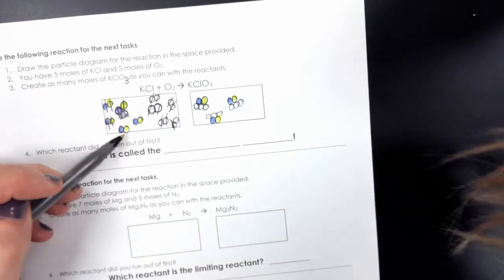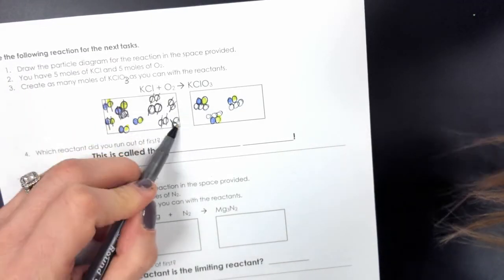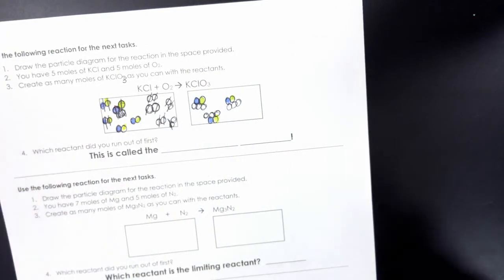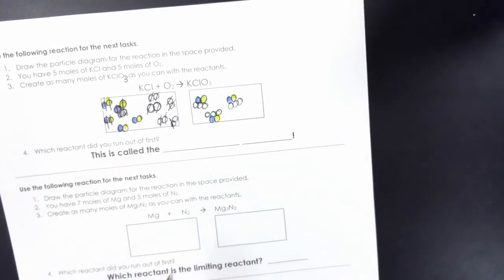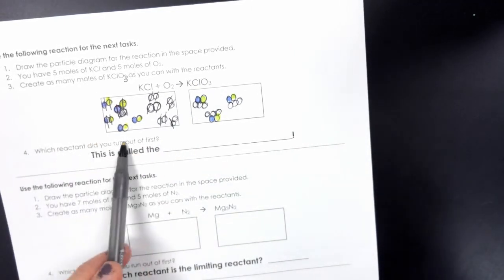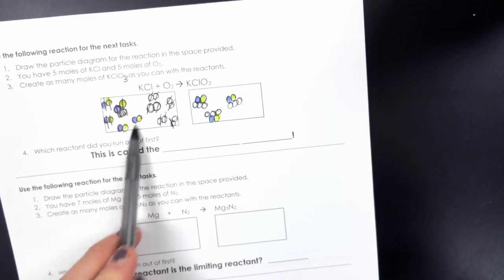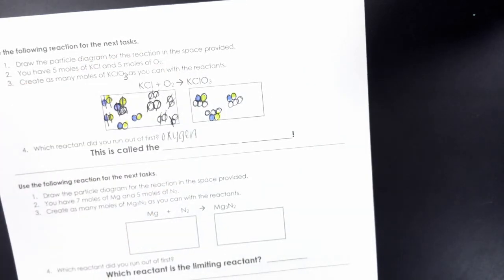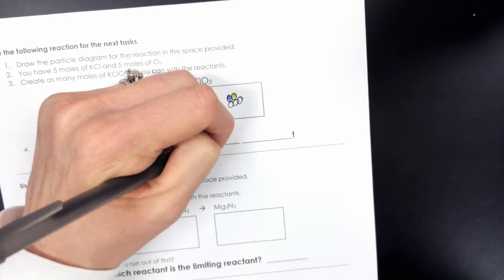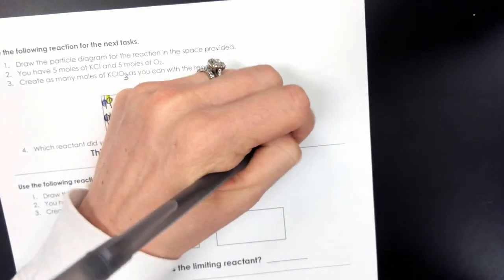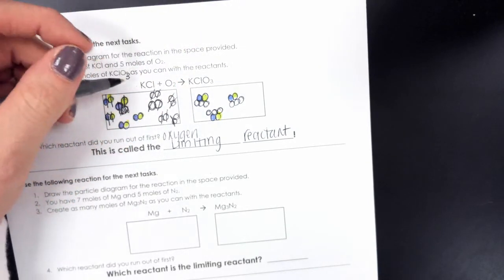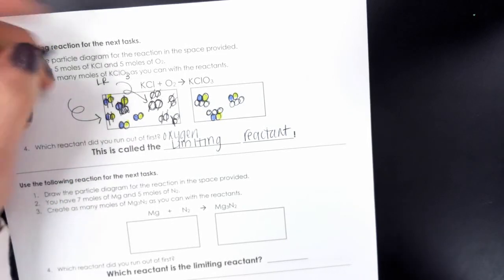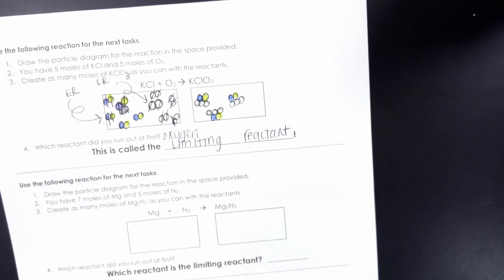Okay, so now I've got plenty of potassiums and chlorines left, but I only have 1 more oxygen left, and I need 3 for this compound. So I cannot make any more potassium chlorates. Like, you are out. So which reactant did we run out of first? We have a ton of potassium chlorides left, but I'm out of oxygens. Okay, so this is called the limiting reactant. Okay, oxygen is your limiting reactant. I'm going to say LR. And potassium chloride would be called your excess reactant.